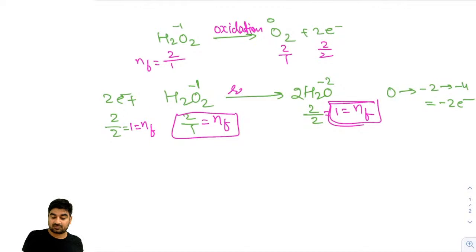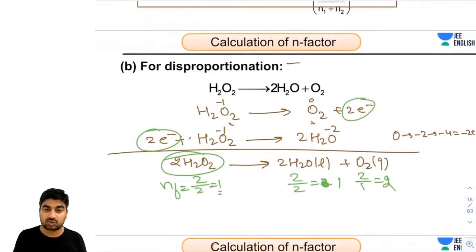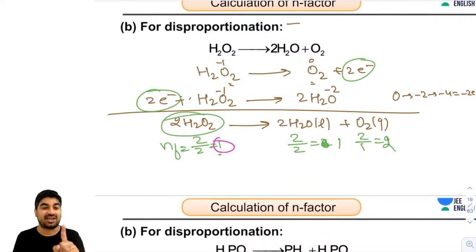What I'm saying is, when H2O2 undergoes oxidation or reduction, its n factor will be 2. When H2O2 undergoes either oxidation or reduction, its n factor will be 2. But guys, when it is undergoing disproportionation, here you can see its n factor will be 1. Means oxidation as well as reduction, when it is undergoing oxidation as well as reduction, its n factor will be, yes, 1 only. Tell me guys, any doubt?